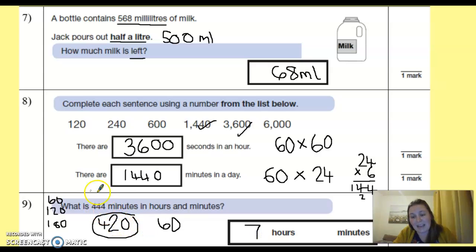And then, but I had 444 minutes. So how many minutes have I got left over? 444 take 420, that's 24 minutes. Okay. Hopefully you were okay with those 3 questions.